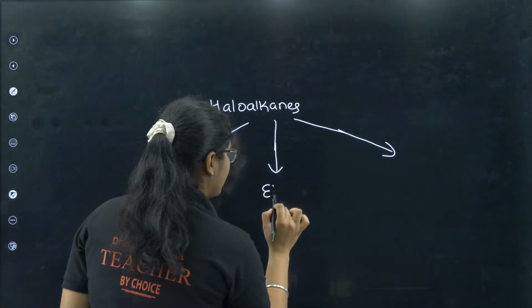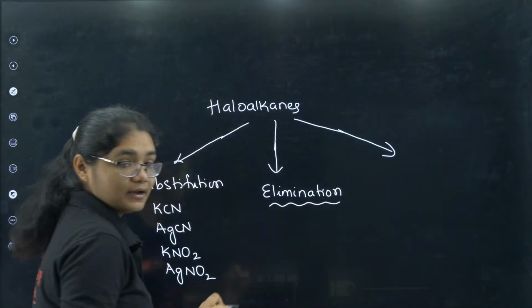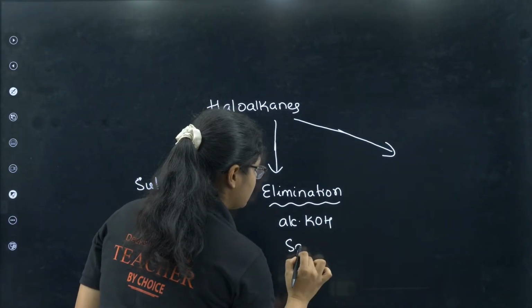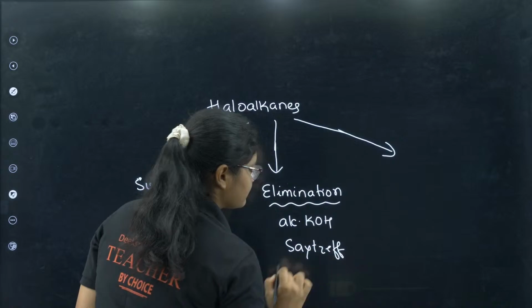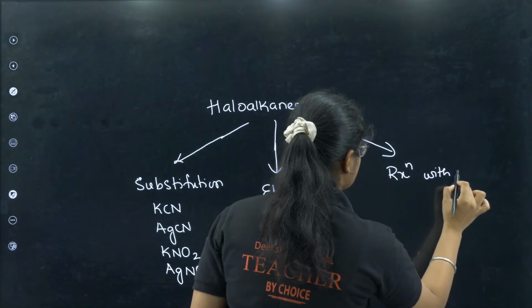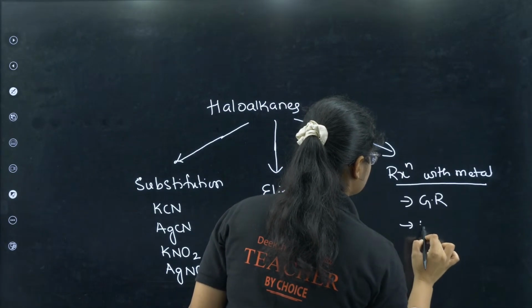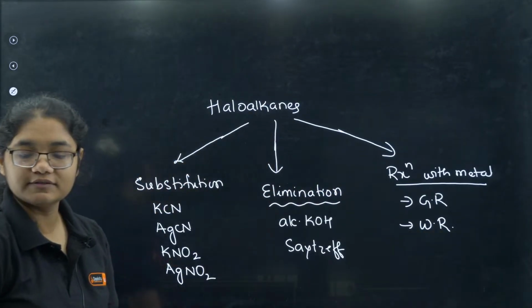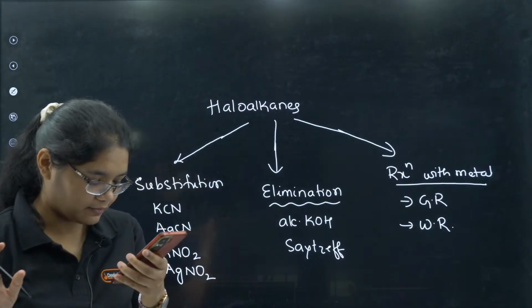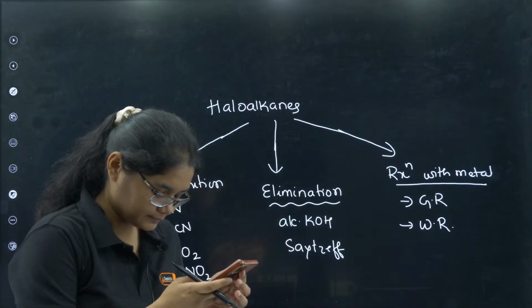Then we discussed elimination reaction, right? Under elimination reaction, what I have to remember is the reagent used, that is alcoholic KOH, and the major product will be Saytzeff product. Next, we discussed reaction with metal. Under that, we have Grignard reagent and we have Wurtz reaction. Right? I hope this much is clear to everyone. Yes, please tell me if this much is clear to everyone.